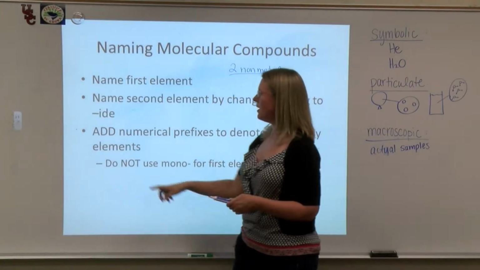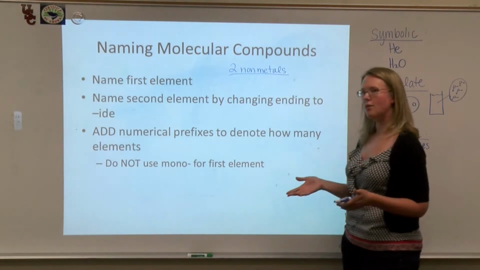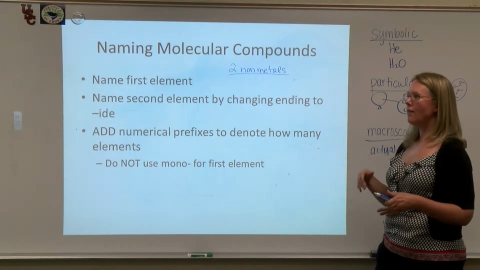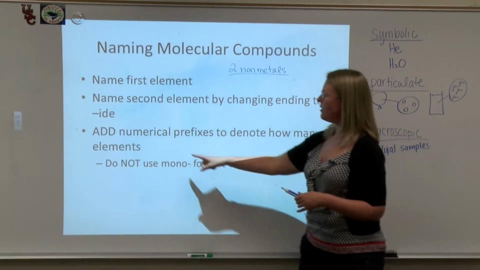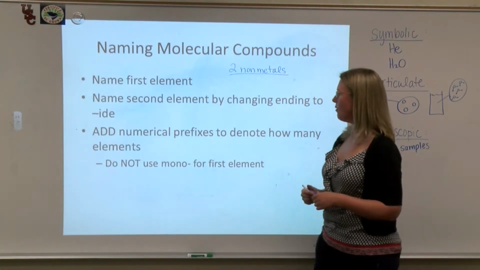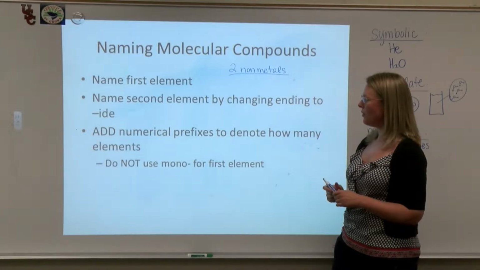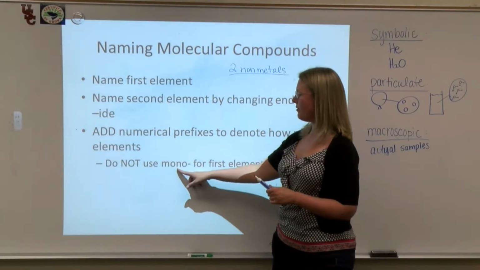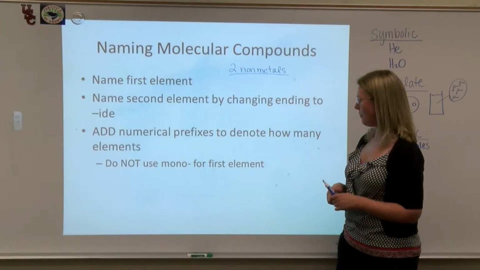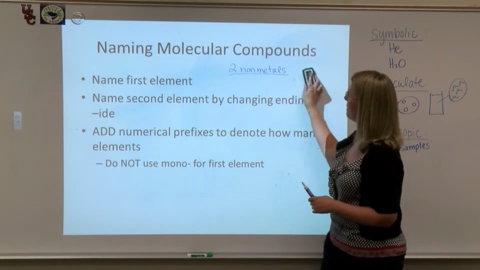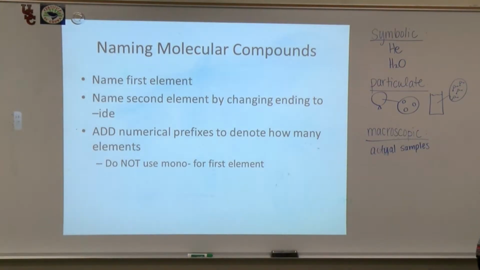Where the difference comes in is right here. For these substances, since they are not charged particles, we have no idea how many we have. We don't know how to make our subscripts. And so we have to add numerical prefixes, and that tells how many elements you have. The only rule for this is that you do not use the prefix mono for the first element. We'll go over some examples in just a second. You may be wondering what the prefixes are. This next slide has them.